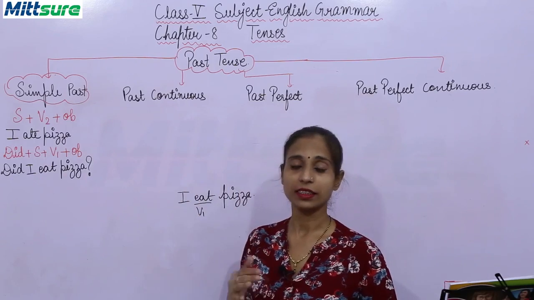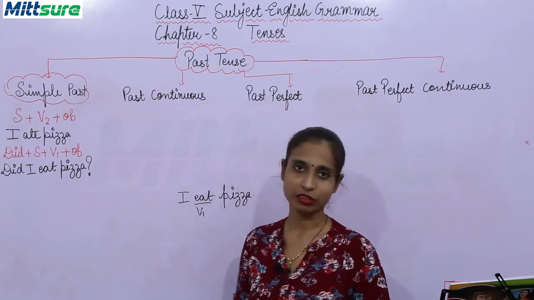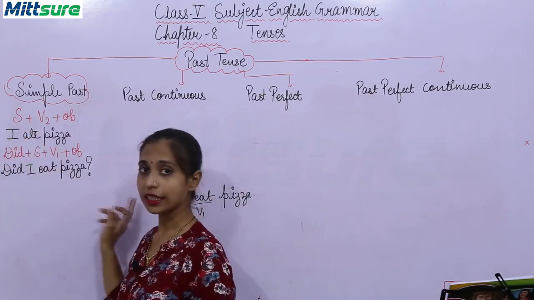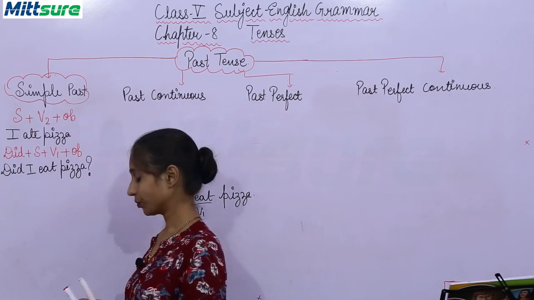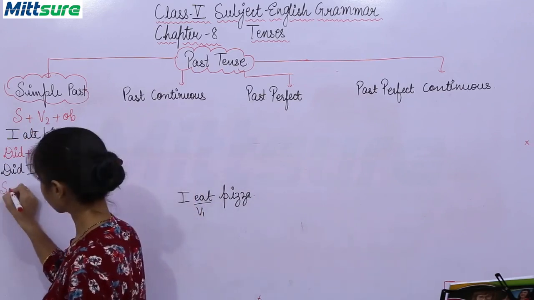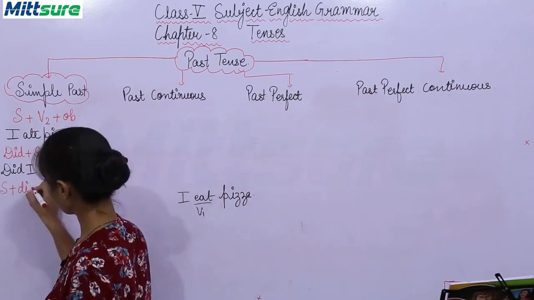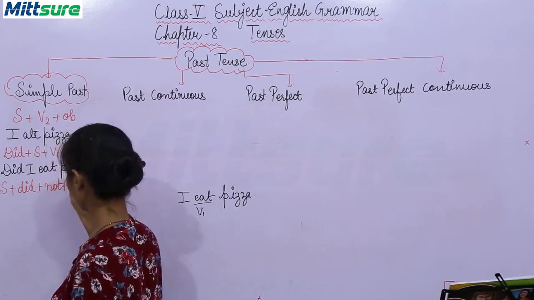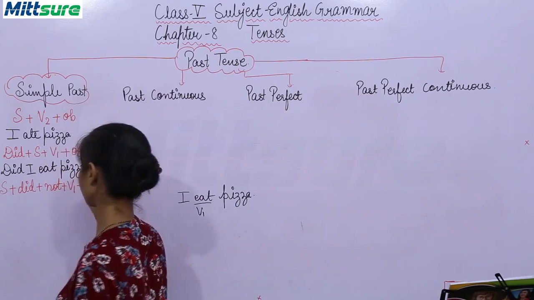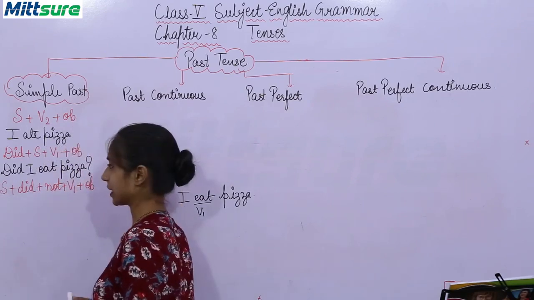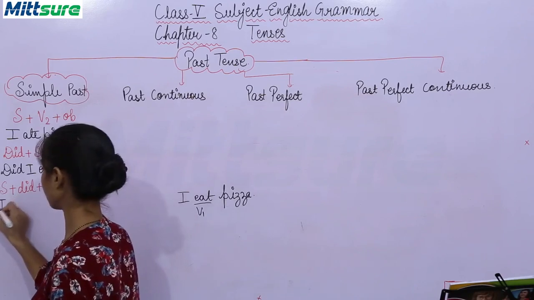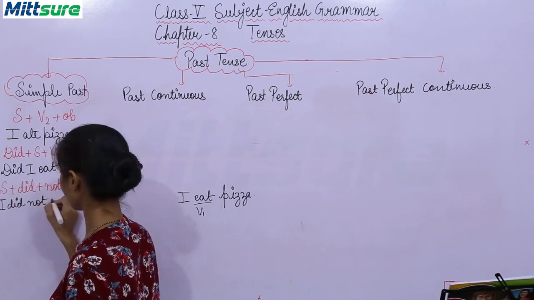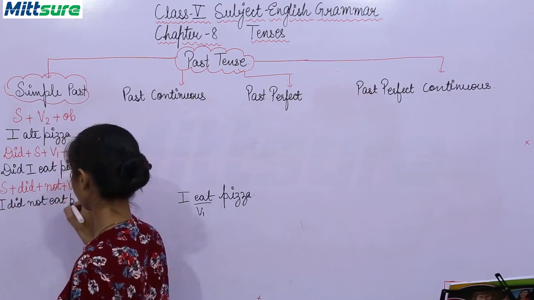Now let us see the negative sentence of this. I did not eat pizza. So what will be the formula? Subject plus did plus not plus verb first form plus object. Change the sentence: I did not eat pizza.